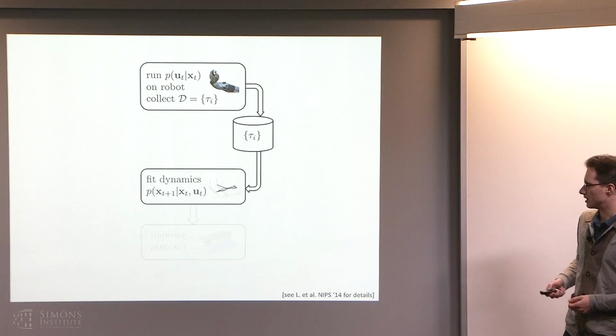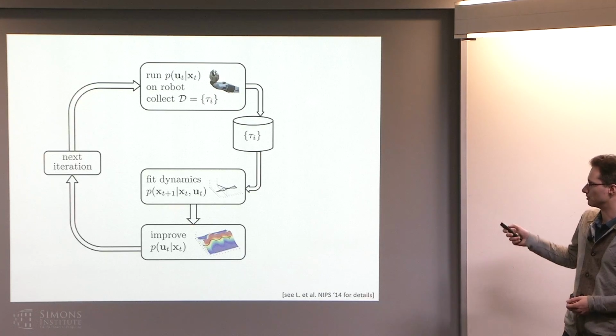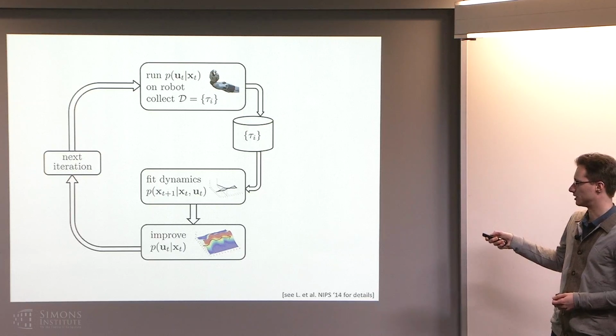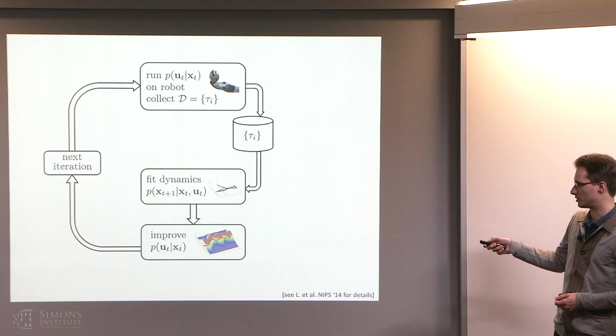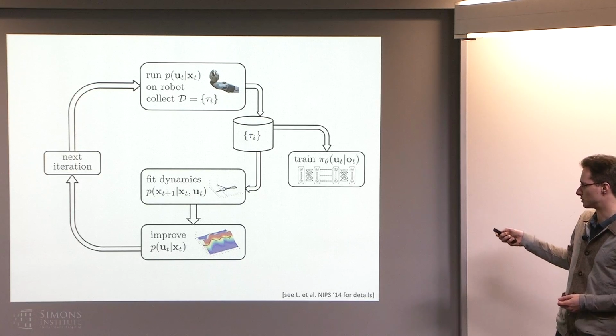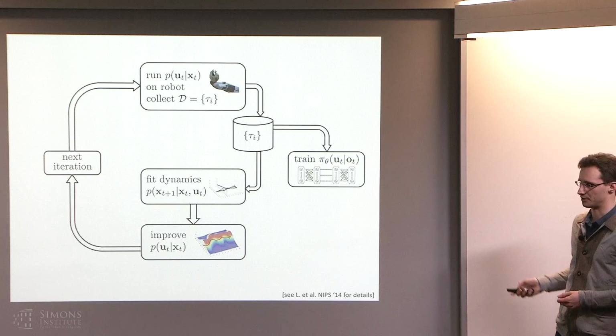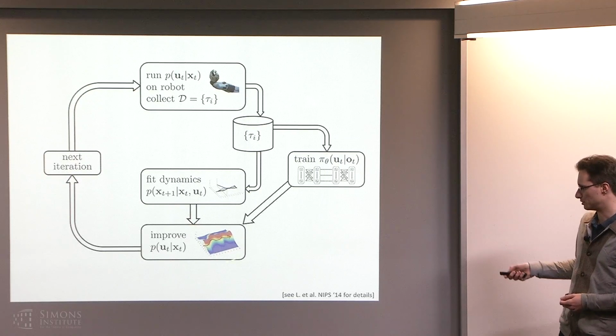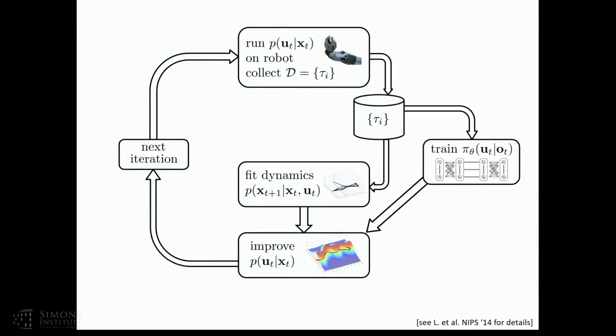Okay, so this is kind of the flow chart of the method. So run your trajectory on the robot, collect the data, fit the dynamics with linear regression, improve the trajectory, and then repeat. And then the same data can be used to train the neural net from observations rather than states. And that's also included in the cost function so that you get closer and closer to the neural net. So that's kind of the sketch of this algorithm.